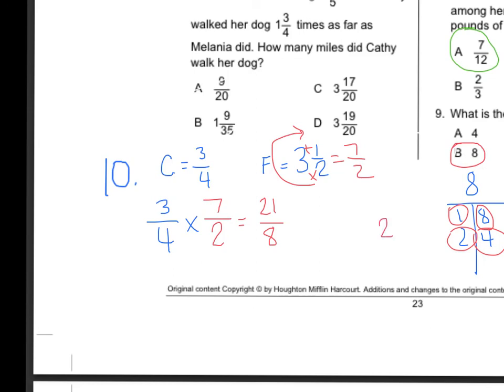Top in, bottom out, T-bow. 8 goes into 21 twice, which is 16. And we have 5 left over, 2 and 5/8. This is really super close to 2.5. So look at your number line. Which one is super, super close to 2.5? E. E was the correct answer on that one.